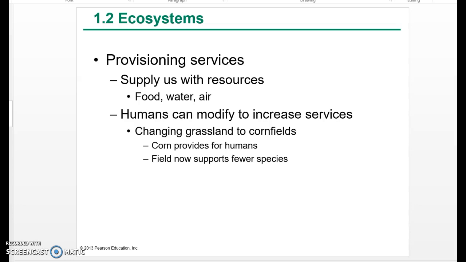So the provisional services supply us with resources: food, water, air. Humans can modify these, of course, to increase services, and we have done this where we have been able to figure out ways to use those resources to the greatest level. It doesn't mean that we can recreate resources, but we can use them to the greatest level. For example, we have been able to change grasslands to cornfields, so we've been able to feed more people. Doesn't mean it's always best for the ecosystem or for the person eating that food, but it is a way to increase that. So the drawbacks, remember, are that those fields now support fewer species because we have made them into a monocrop instead of leaving the biodiversity there.